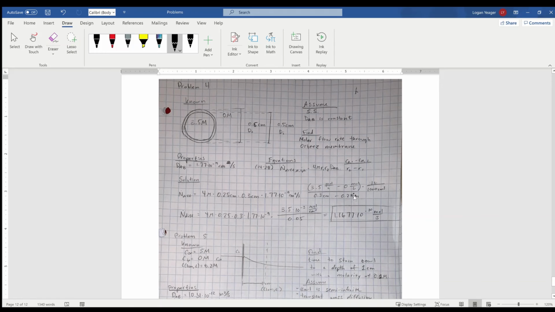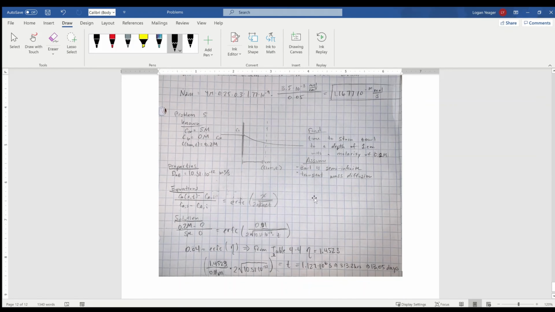So then for problem 4, we have to find the total molar flow rate out of this orb, and so we assume steady state mass diffusion, and also that the diffusivity is going to be constant because the temperature is going to be constant. We find that the diffusivity of water in this polymer is this right here. Through the book, we find equation 14-28, where the total molar diffusion is this expression right here. So we just plug in the values given in the problem and keep everything in the same units, centimeters squared, and converting liters to centimeters cubed, and we get that the total molar flow rate per second is 1.1677 times 10 to the negative 10th.